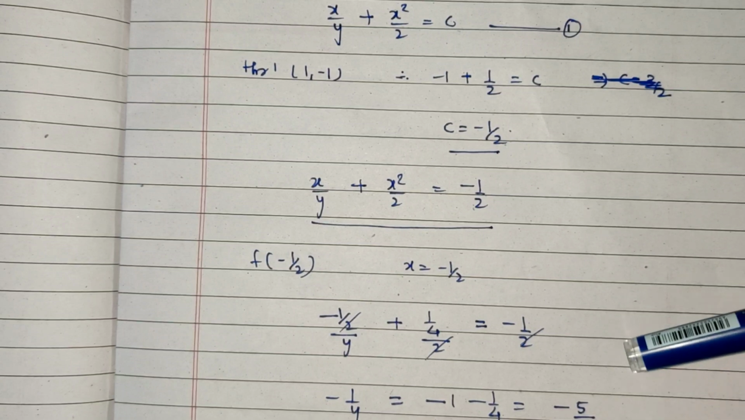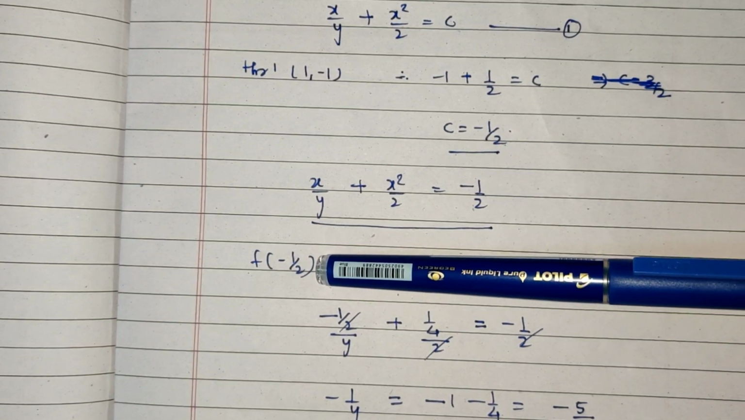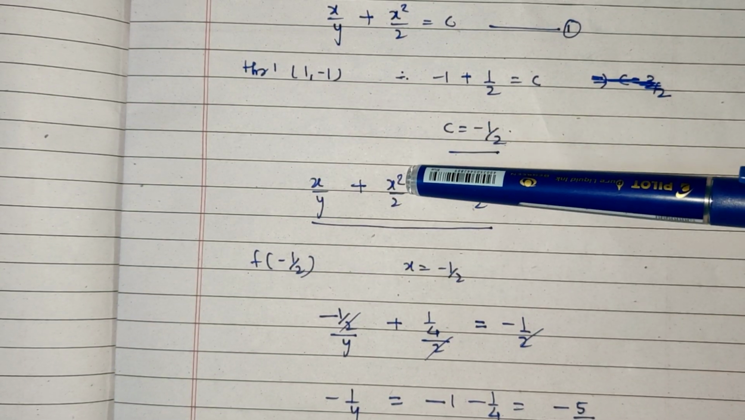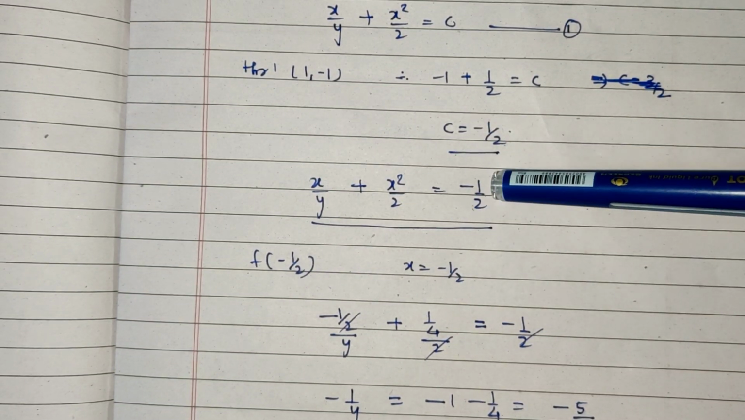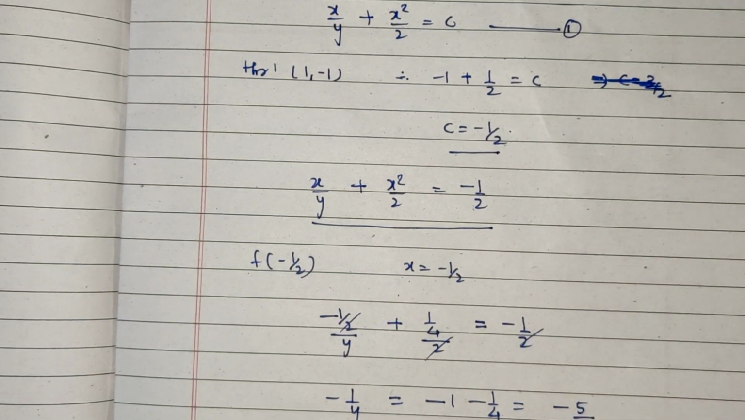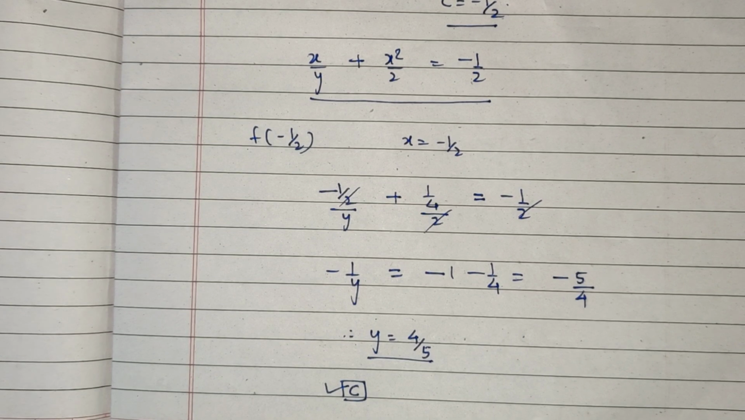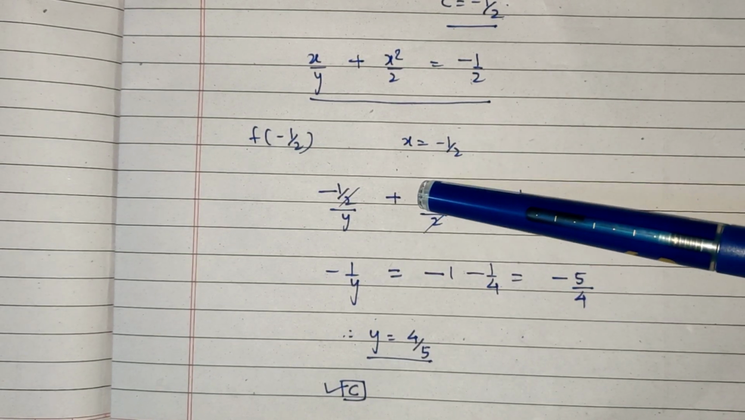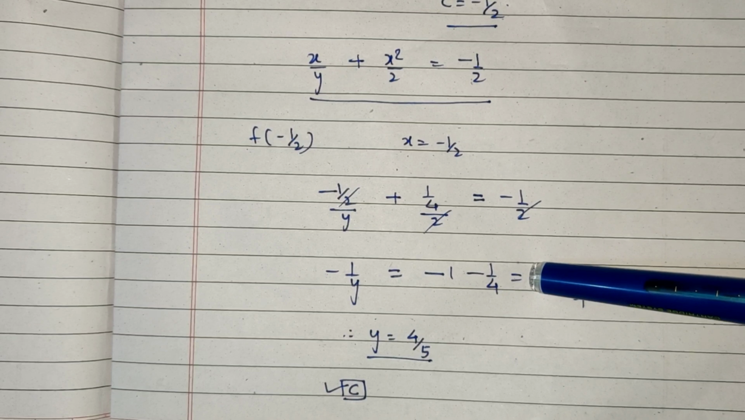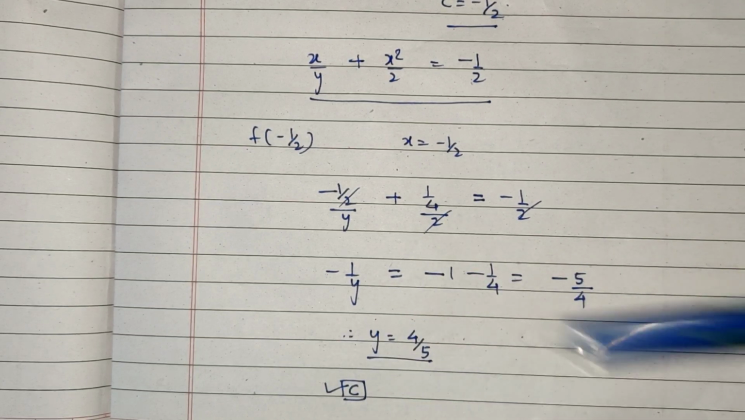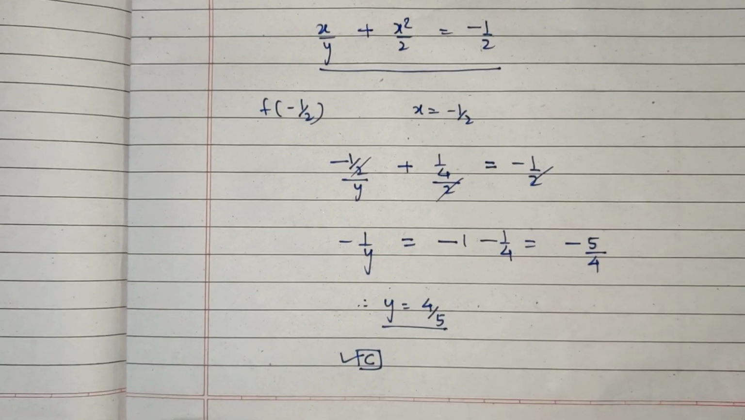Further we have to find f of -1 upon 2. That means y is to be found when x is -1 upon 2. So substitute x = -1 upon 2 here. Cancel this and you will get -1 upon y is equal to -1 and this -1 upon 4, which is -5 upon 4. So y will be equal to 4 by 5, and the C option is the correct option.